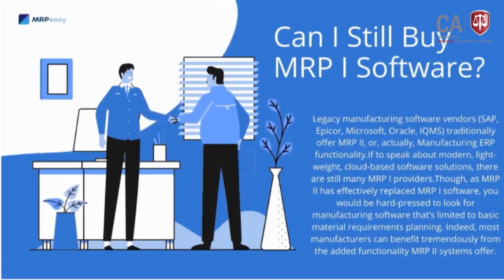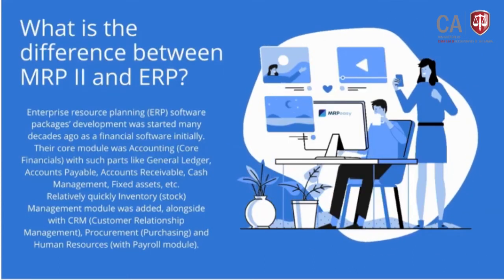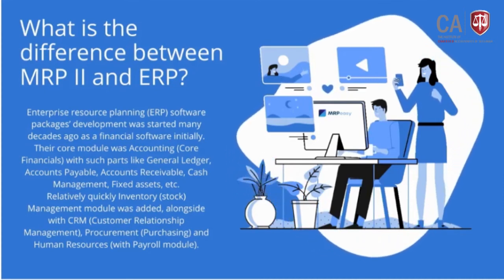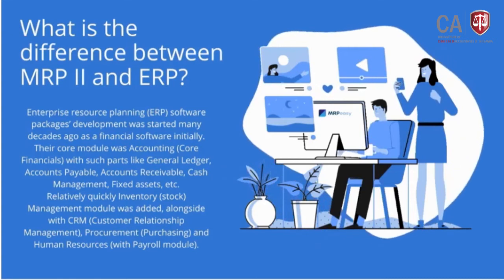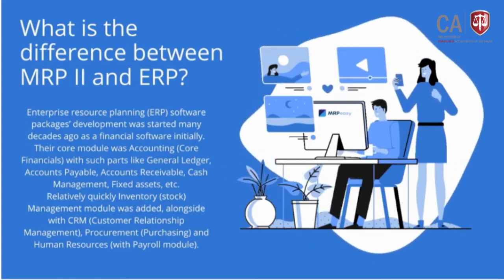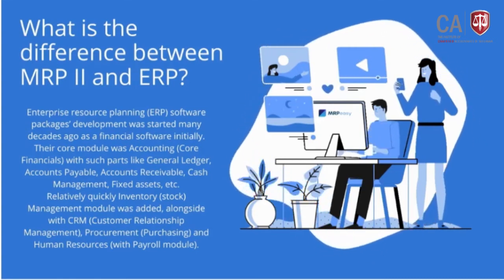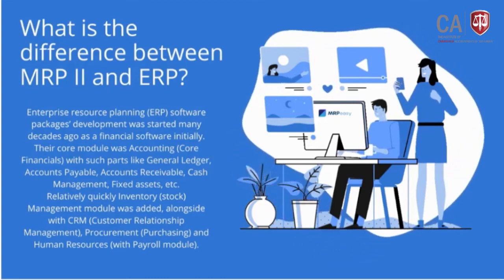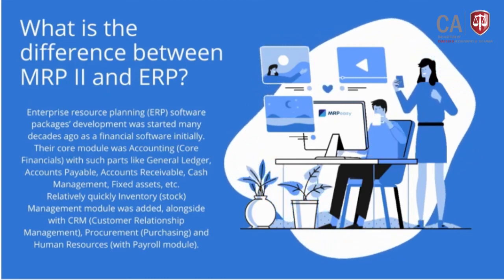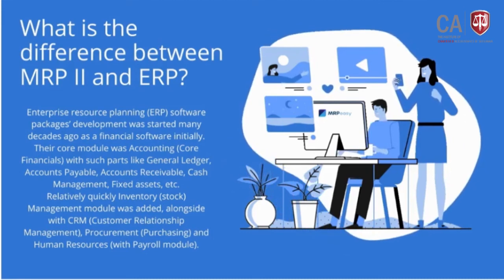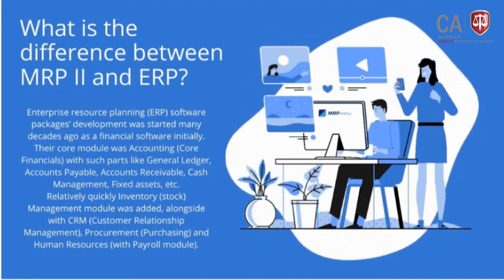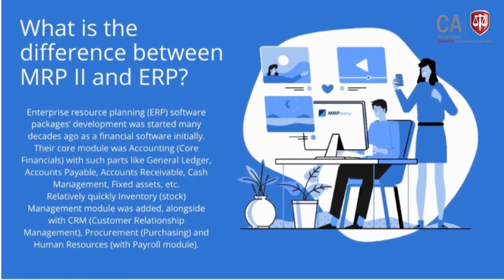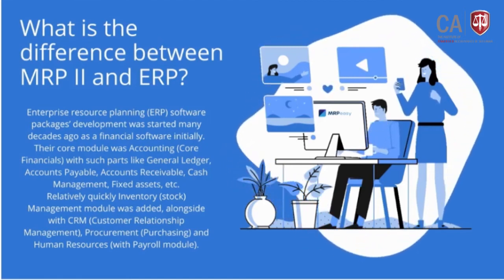What is the difference between MRP 2 and ERP? Enterprise Resource Planning, ERP, software packages were developed many decades ago as financial software initially. Their core module was accounting, core financials, with parts like general ledger, accounts payable, accounts receivable, cash management, fixed assets, etc.